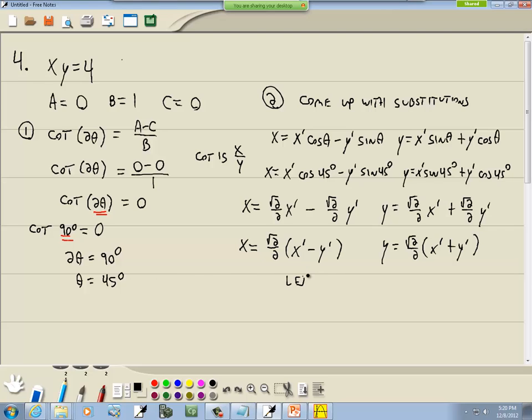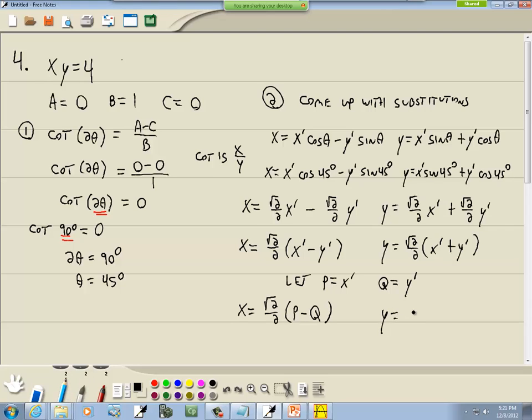Now all these primes are going to drive you nuts. So we're going to let p equal x prime and q equal y prime. We'll plug those back in later on. So our substitutions are going to be square root of 2 over 2 times p minus q. Try to write a little bit better there.